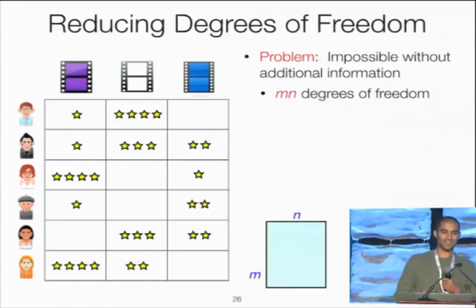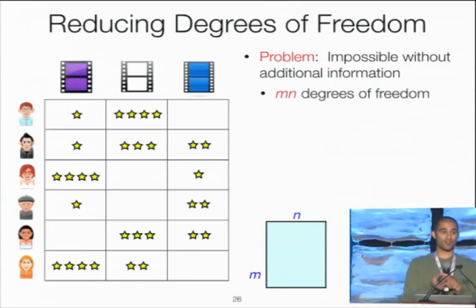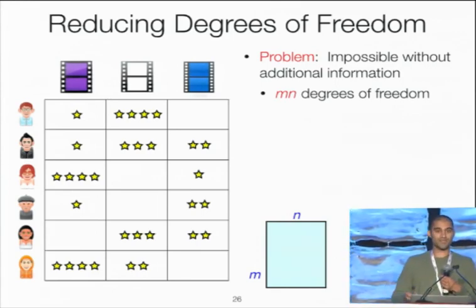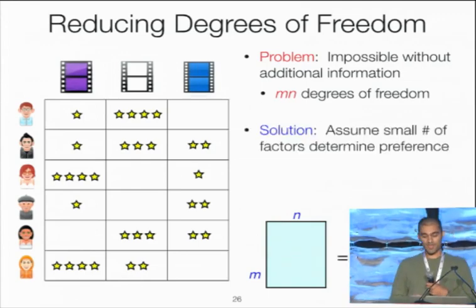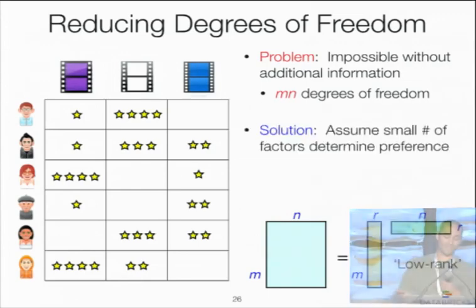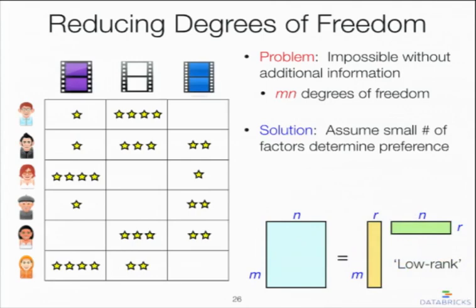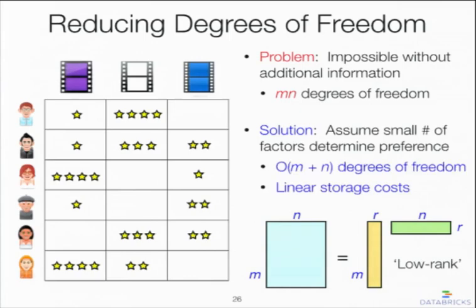Just mathematically, without making additional assumptions, this is just an ill-posed problem. If every entry of your matrix is completely independent, there's no way you can hope to learn from what you've seen. So you have to do something to reduce the degrees of freedom. People often do this by making a so-called low-rank assumption. The idea is that you assume there's a small number of preferences that determine user preference and that describe movies, and doing so, you can drastically reduce the degrees of freedom in your model.